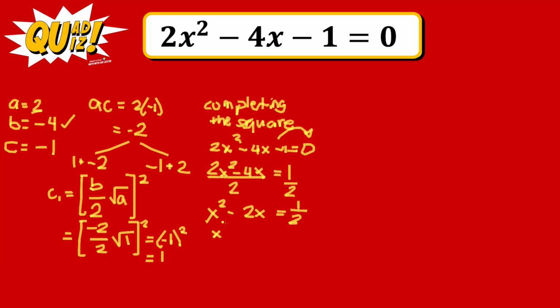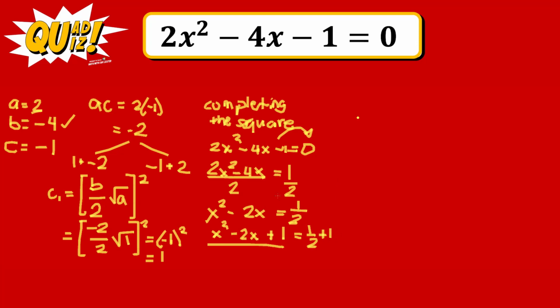So you have x squared minus 2x. You add 1 here so that this would become a perfect square trinomial. But don't forget to do the same thing on the other side. So you have 1/2 plus 1.